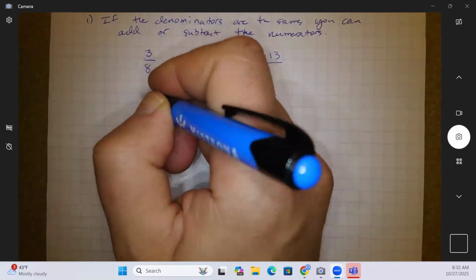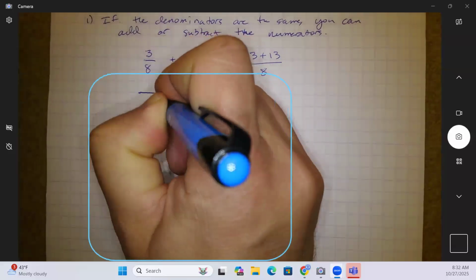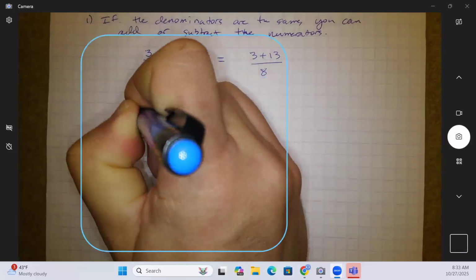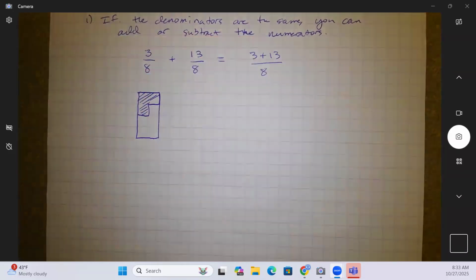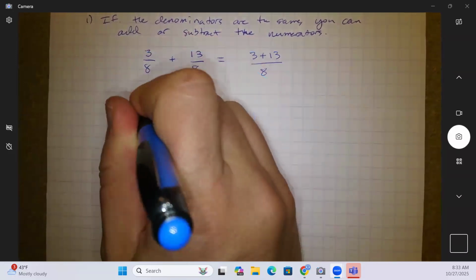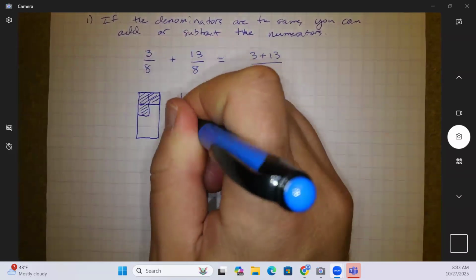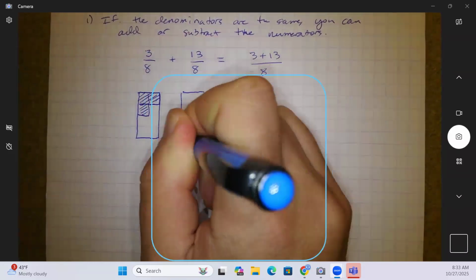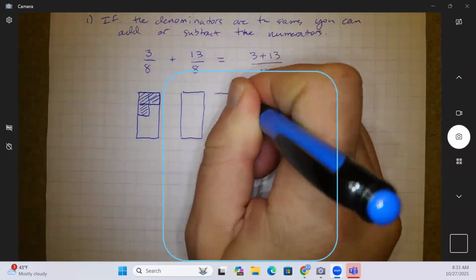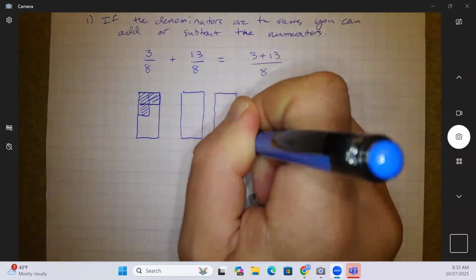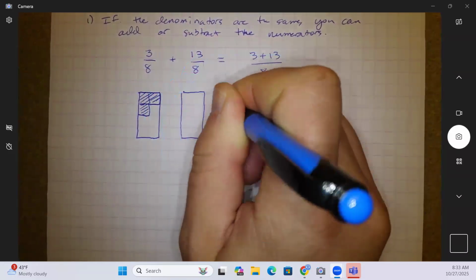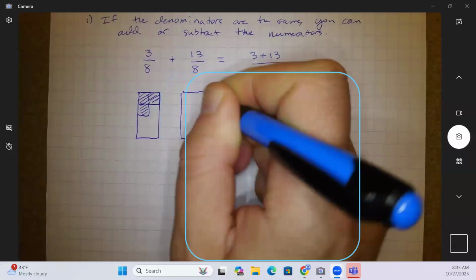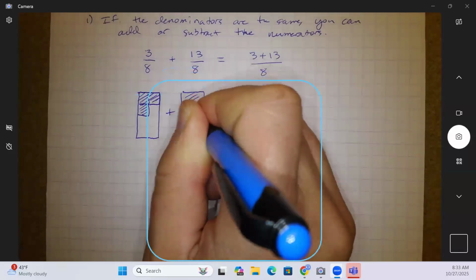And let me just show you here. Let's see. I'm going to do a square. Not a square, a rectangle. Okay, I've got 8 little squares there, and I take 3 of them. And then I have 8 plus another 5 to get 13 altogether.